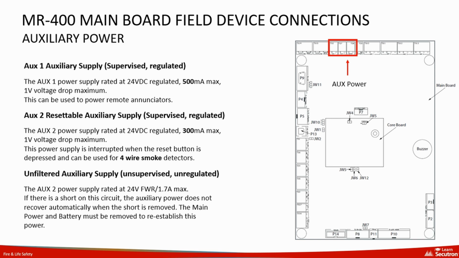Lastly, there is an unsupervised, unregulated auxiliary supply offering 24 volts full-wave rectified power at 1.7 amps maximum. It's important to note that if a short occurs on this circuit, the power will not automatically recover once the short is removed. Power and battery must be disconnected and reconnected to re-establish this auxiliary power.